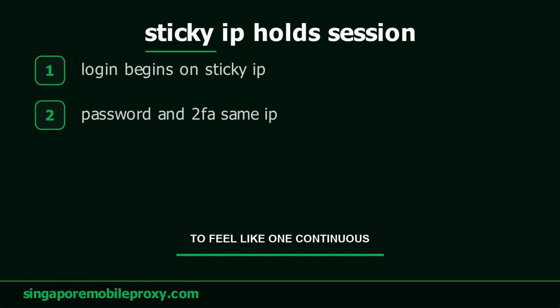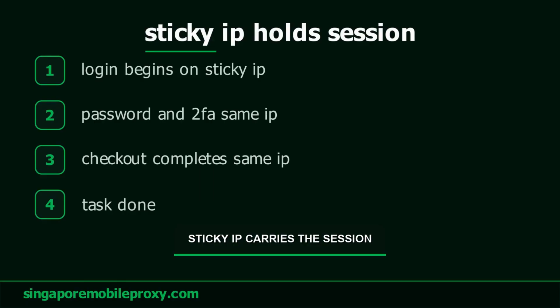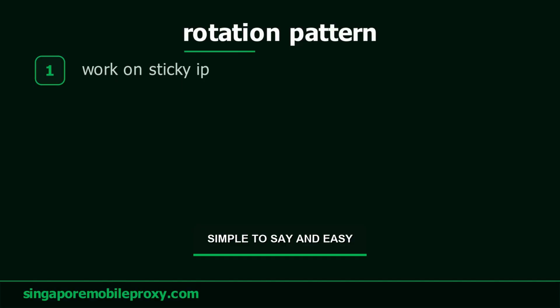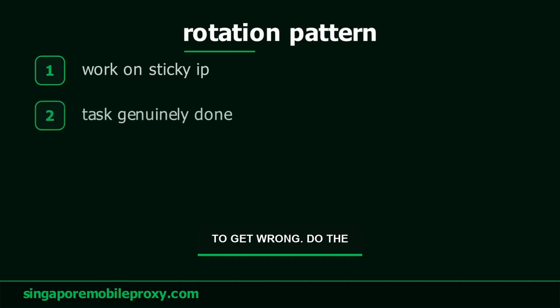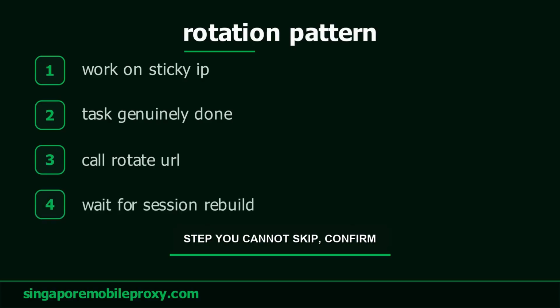Anything that has to feel like one continuous person, you finish on a single sticky IP first, and only then do you rotate. Sticky IP carries the session through to the end. The rotation happens in the quiet gap afterward, never in the middle of it. So the pattern I actually run is simple to say and easy to get wrong. Do the whole unit of work on one sticky IP. When the task is genuinely done, call rotate. Then, and this is the step you cannot skip, confirm the exit IP really changed before you continue.